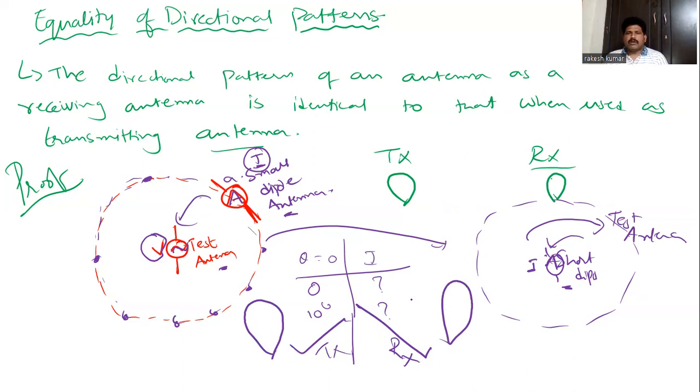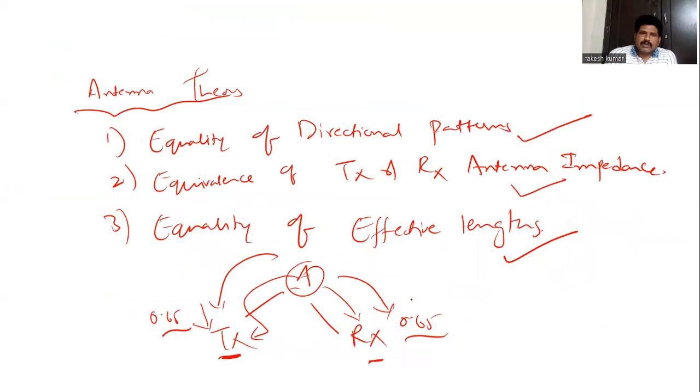That is, equality of directional pattern. Now let us go to the second one. What is the second one? Our second one is equivalence of transmitting antenna and receiving antenna.